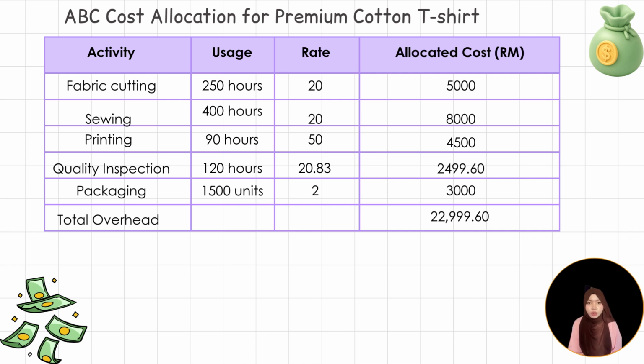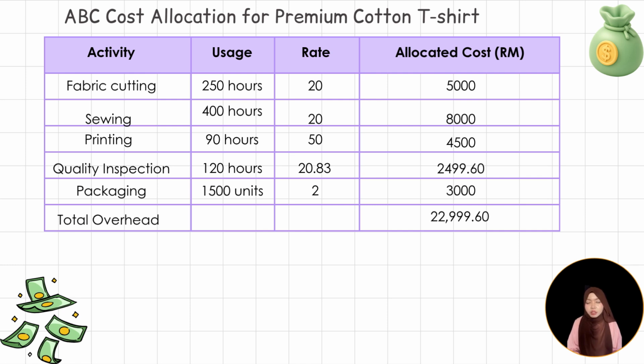Now let's look at how these overhead costs are allocated to our premium cotton t-shirt. First is fabric cutting with a rate of RM20 per hour and 215 hours utilized. The allocated cost is RM5,000. Second, sewing. The activity used 400 labor hours at a rate of RM20 per hour, resulting in an allocated cost of RM8,000. Next is printing at a rate of RM50 per hour for 90 hours.